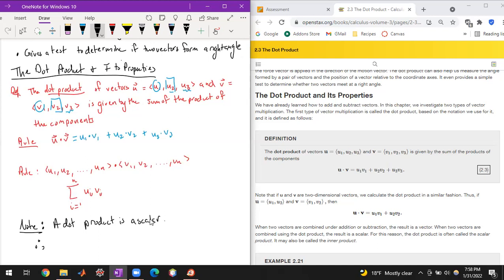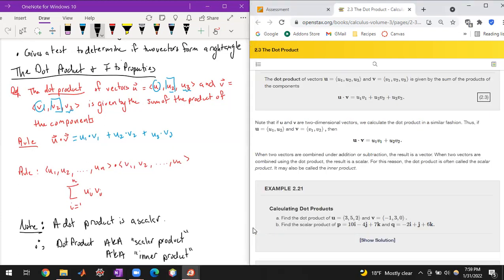Right, so the dot product, also known as the scalar product. It may also be known as the inner product. These are just some common phrases that relate to this. So let's tackle an example.